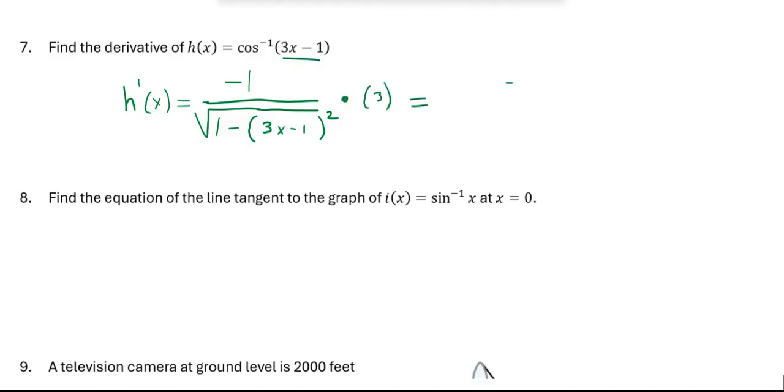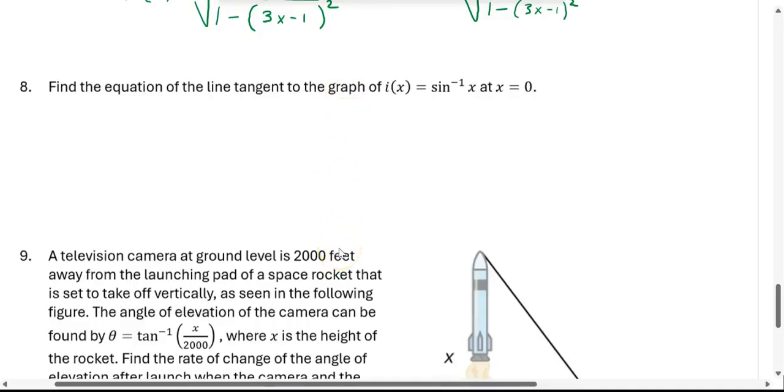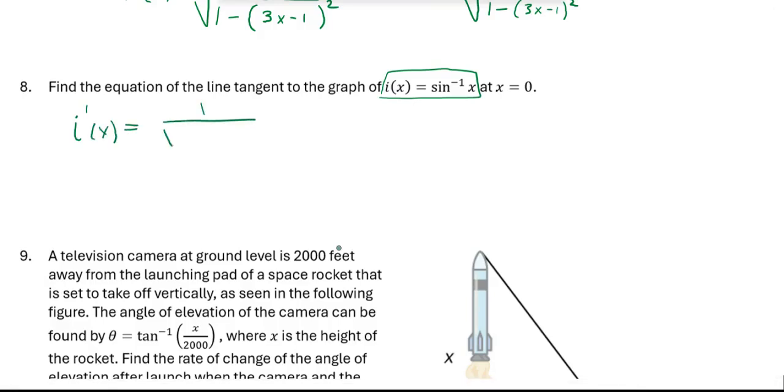If you clean that up a little bit, it would look something like this. Negative 3, because 3 times negative 1, over, and I'm not going to distribute that bottom piece. I'm just leaving it 3x minus 1 quantity squared. You could multiply that all out, but I'm just going to leave it for now. 8, find the equation of the line tangent to the graph of f of x equals sine inverse x. So this one, there's no chain rule. It's just the straight up inverse sine function. So the derivative, we'll just use the rule that we've already proved from above, would be 1 over the square root of 1 minus x squared. But we want to find the equation of the tangent line at x is 0.